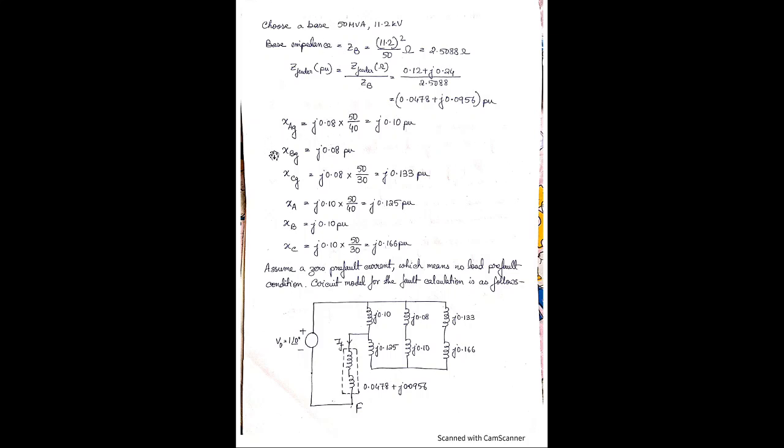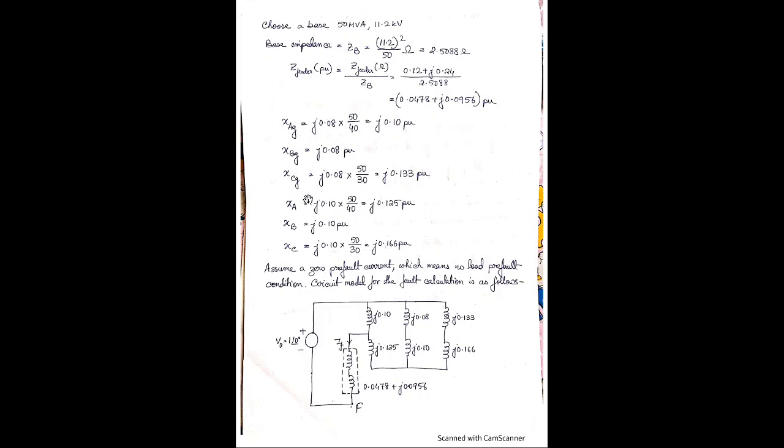So we have to do nothing for that impedance. Again, for XC, that is the per unit impedance of the third generator, generator C, we have to multiply by 50 divided by 30, and that will give us the new impedance value, that is J0.133 per unit. Similarly, you have to convert XA, XB and XC.